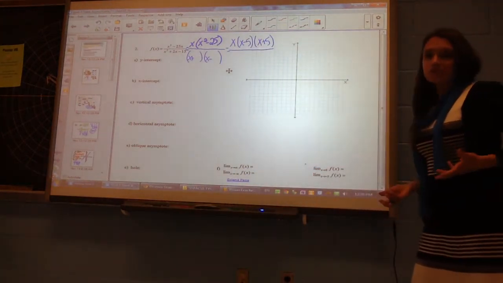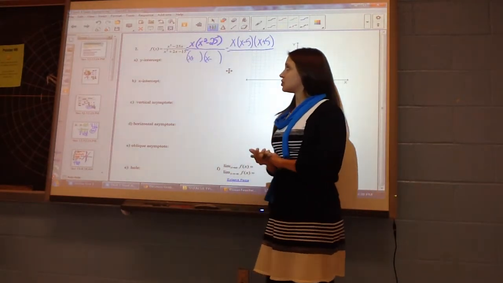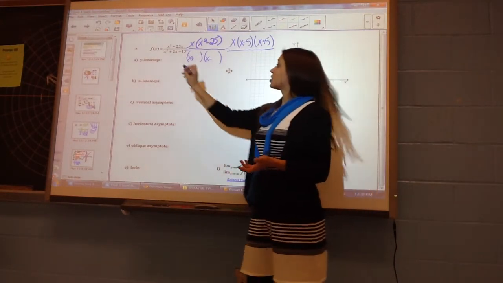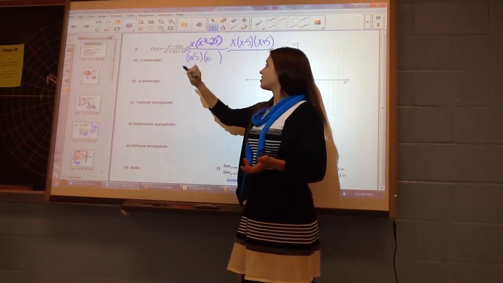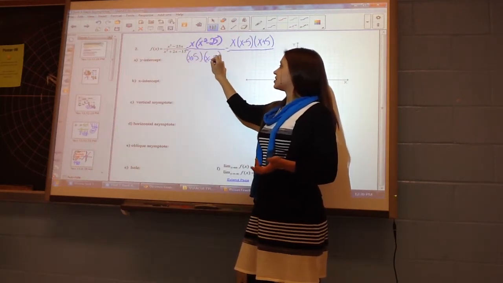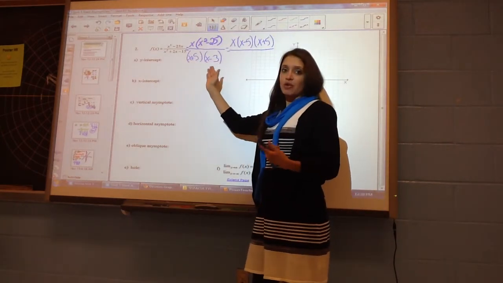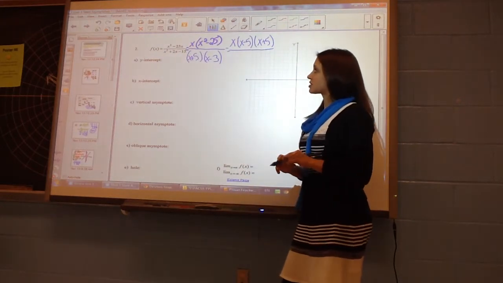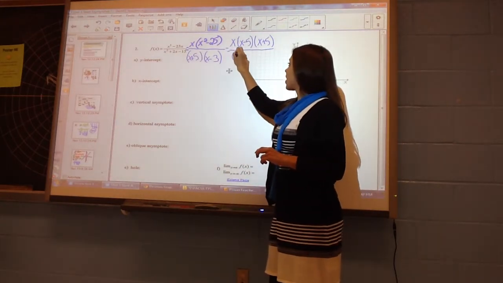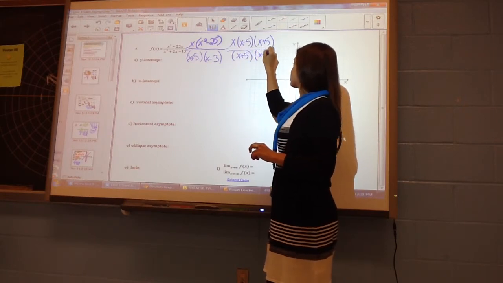I know 5 and 3 multiply to get 15 and have a difference of 2. Since 5 is the larger number, it takes the middle sign. So I'm going to have x plus 5, x minus 3. If you're not sure, distribute this back out, or FOIL, and you should get what we started with, x squared plus 2x minus 15. So in factored form, this is what my polynomial function looks like.